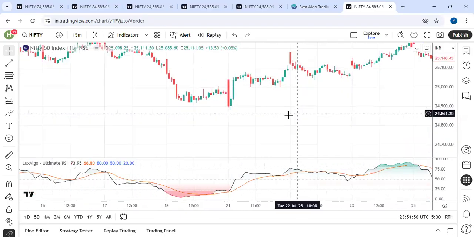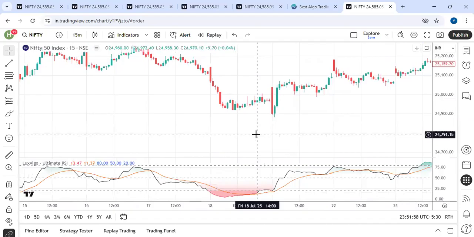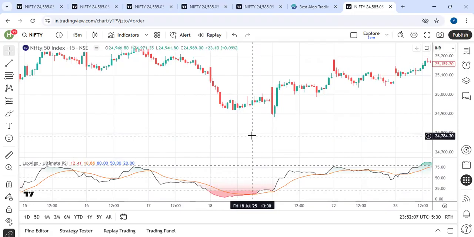You can also go back and check. So see here, another example. See here, it touched. The crossover happened here.